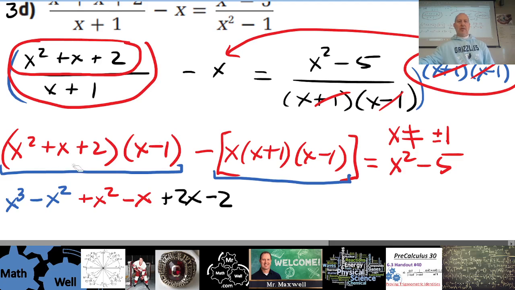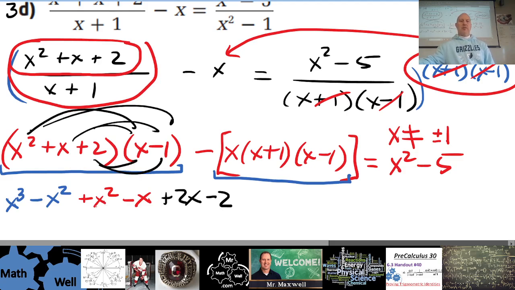So does everyone see how this multiplication gives us this? We have some like terms that we could gather here, yes, and maybe we'll do that next step. But when you multiply all this out, distribute, that's what you get. Good? All right, let's do it again.